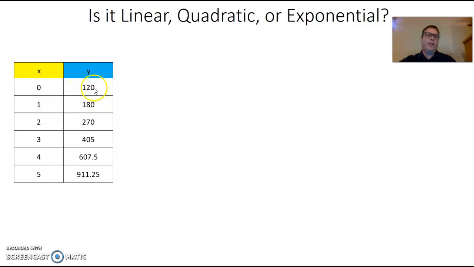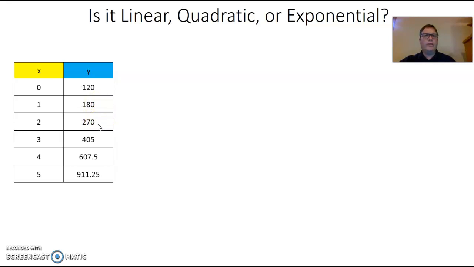My output values, my y's, 120, 180, 270. If you take a look at this, if I was thinking, well, maybe this is linear, there would be a difference of 60. But from 180 to 270 isn't 60. So I know it's not linear right from the start.